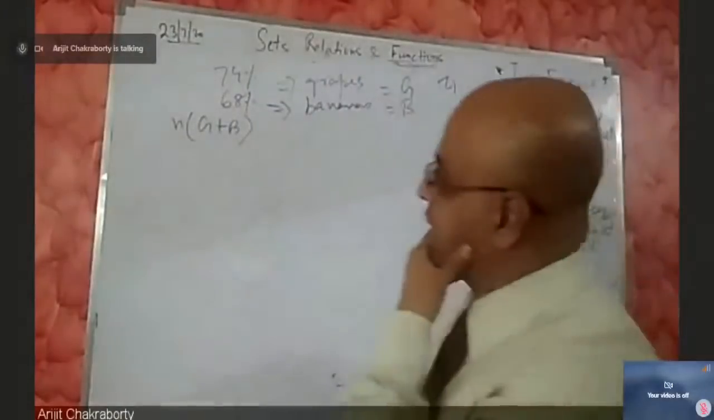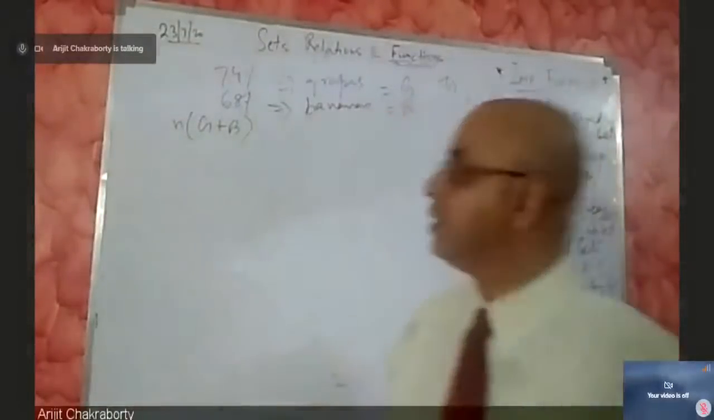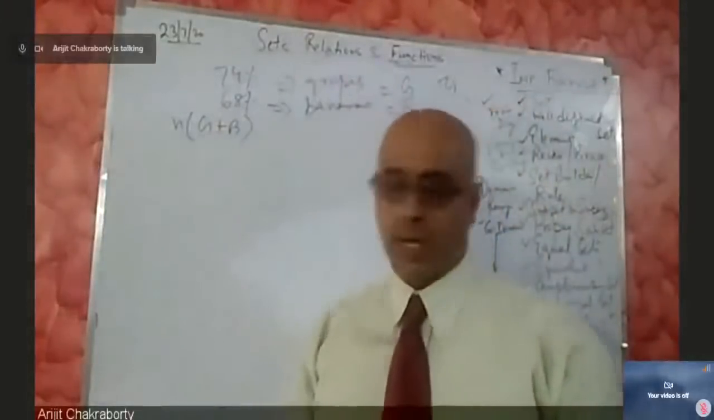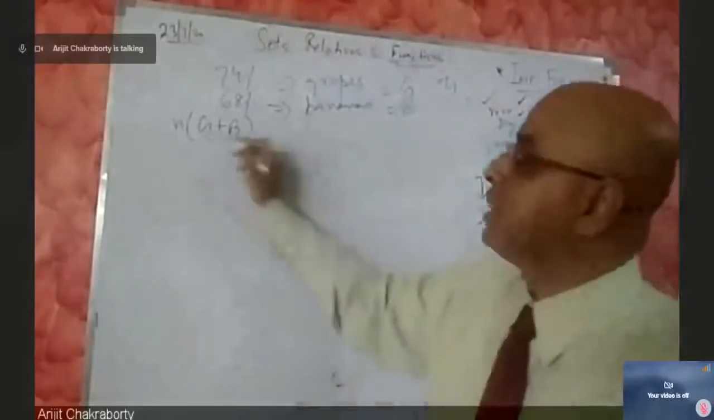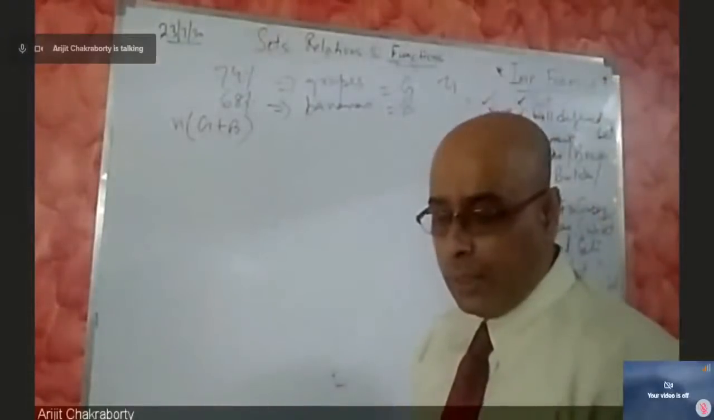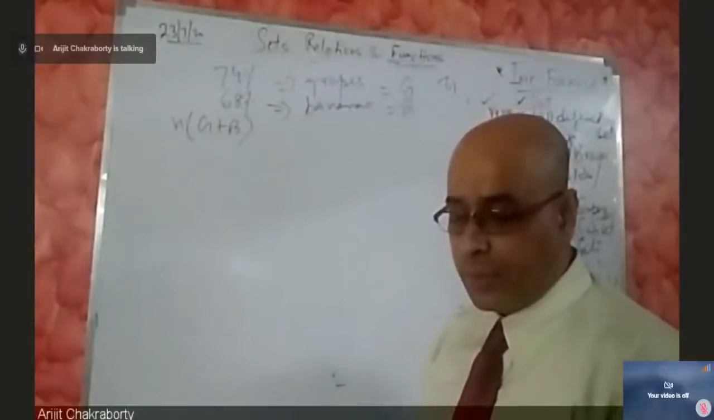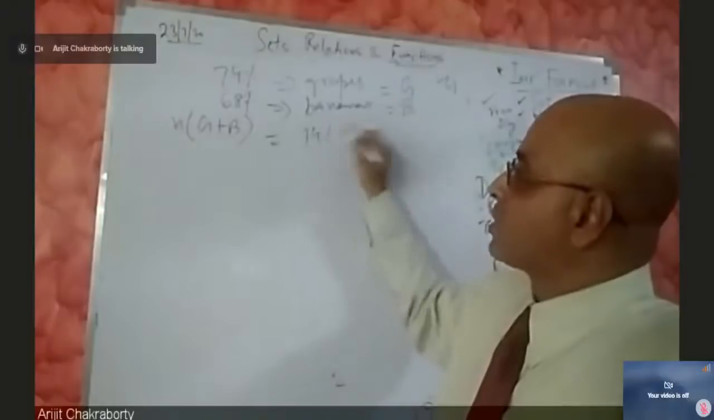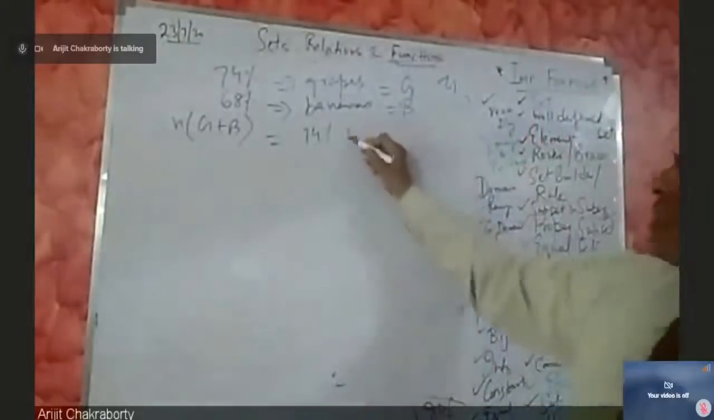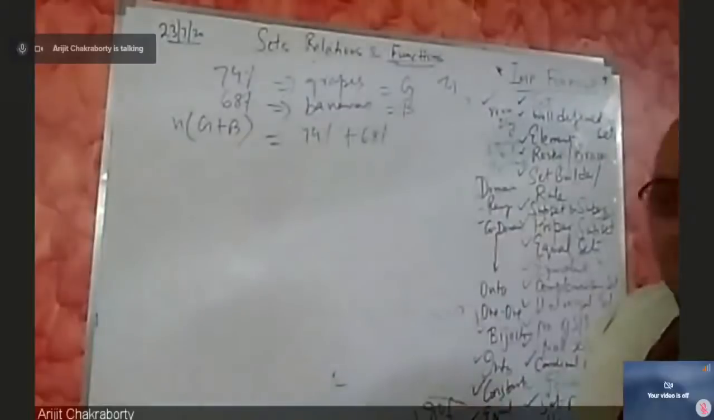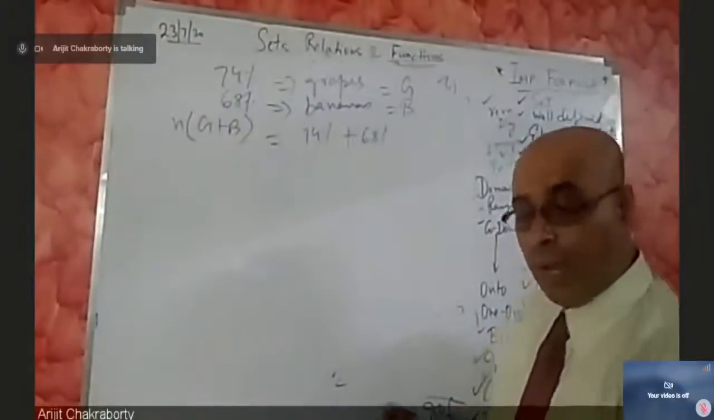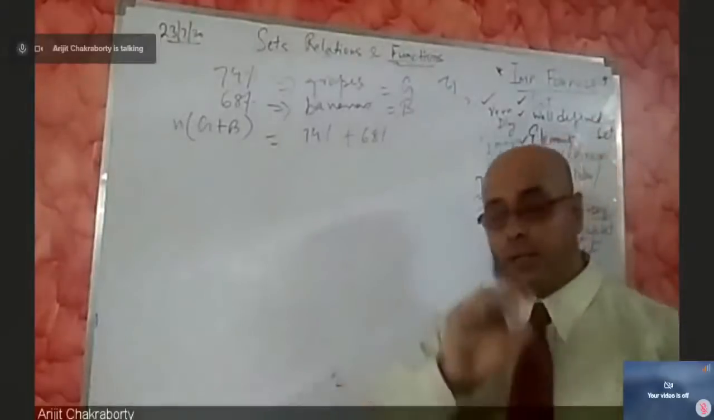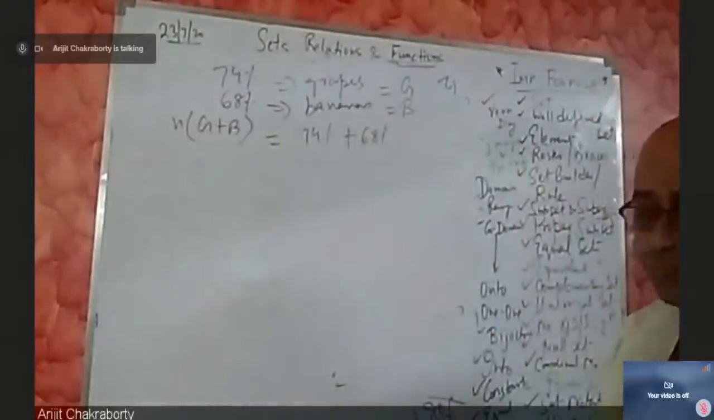Okay. Now we know that 74% like grapes and 68% like bananas. Now n(G ∪ B) is basically equal to 74% plus 68% minus those people who like both grapes and bananas.